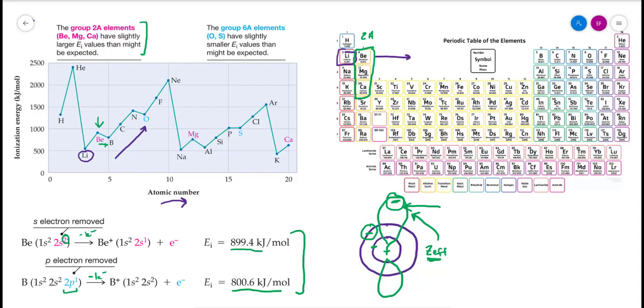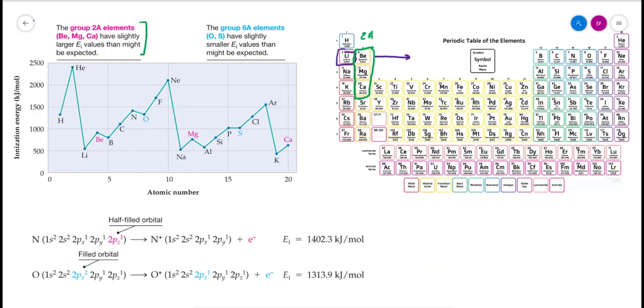And the same can be true if we go from magnesium to aluminum. So we go up and then we go back down. The same thing. In that case, we're going from 3s to 3p. Same rationale. And the same thing would be true for calcium. We go back up and then we dip back down again.